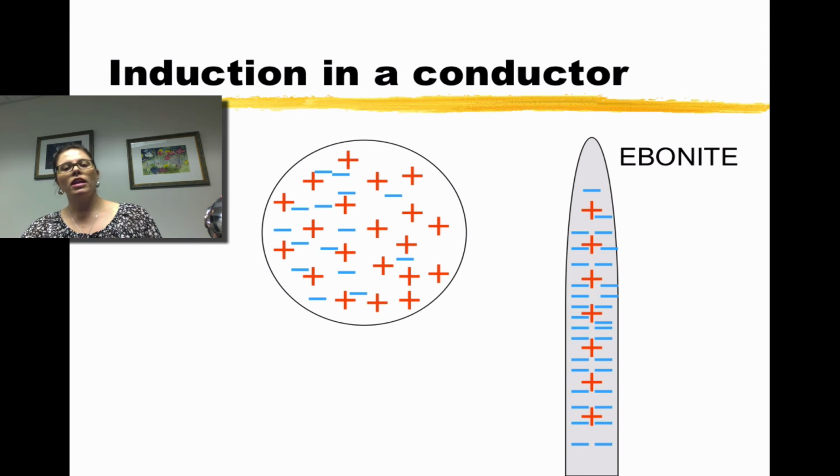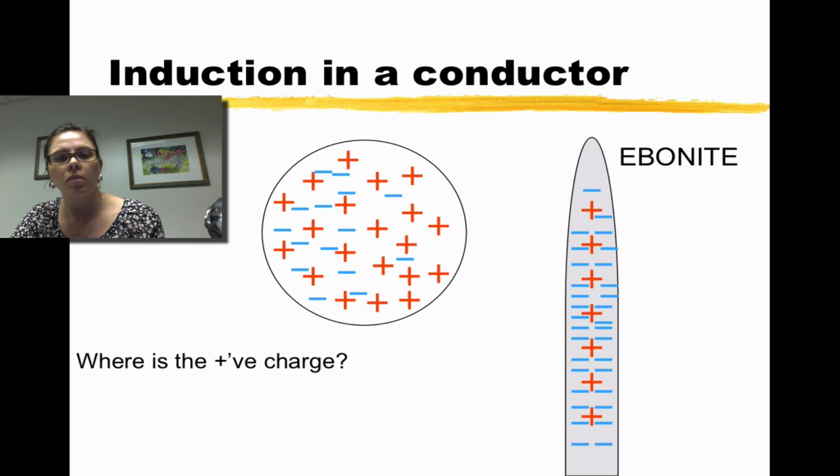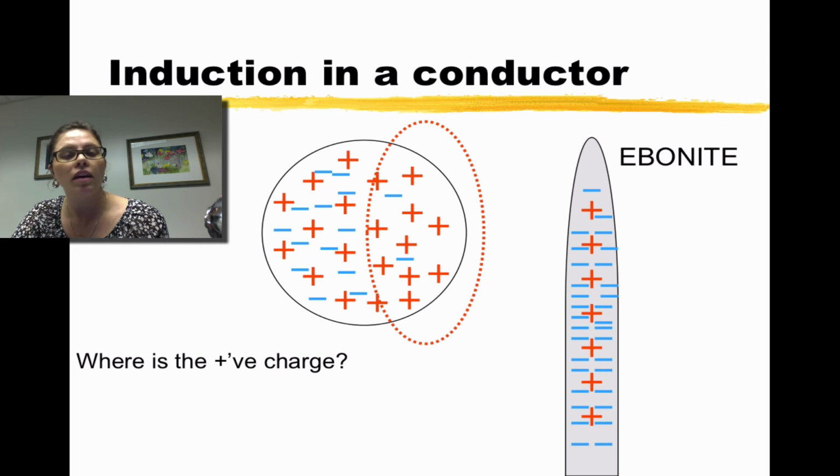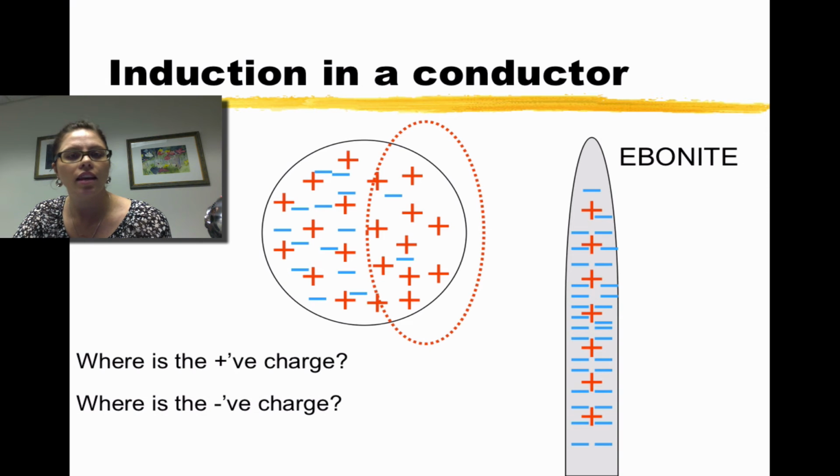It's not that the ebonite is going to strip all the electrons from one side and push them all the way to the other side. It's that some of the electrons will shift to the other side. So if you look on one side of the ball, it will look like it's positively charged. And if you look at the other side of the ball, it will look like it's negatively charged.